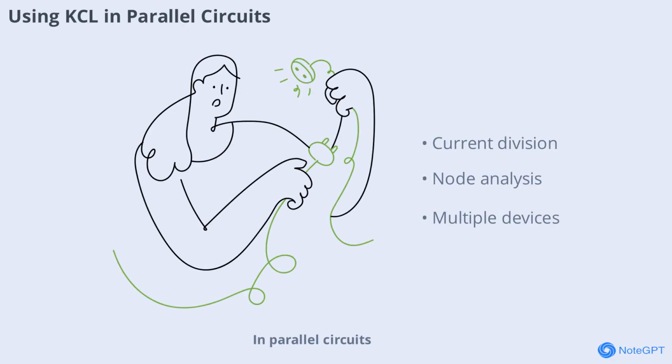In parallel circuits, Kirchhoff's current law helps us understand how current divides at a node. The sum of the currents entering the junction equals the sum of the currents leaving. If the total current from the battery is known and one branch's current is measured, we can easily find the current in the other branch using KCL. This is crucial for designing circuits with multiple devices operating simultaneously.